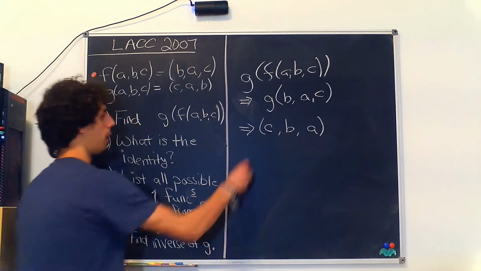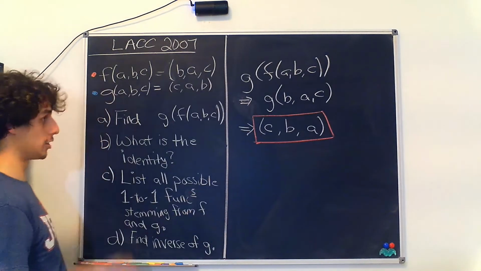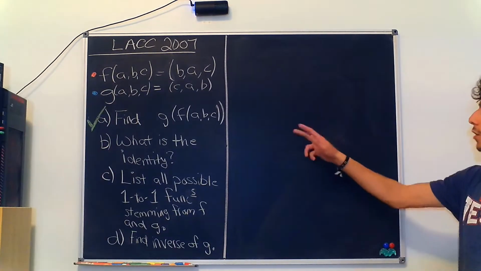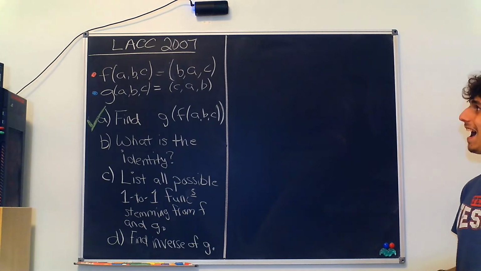So we're done with problem A. This is our solution to that one. I'll go ahead and check this one off. Okay, now let's move on to question B, and that asks us what is the identity?